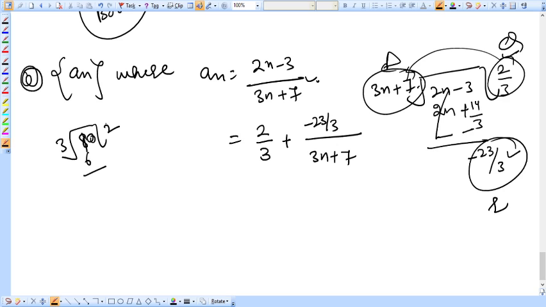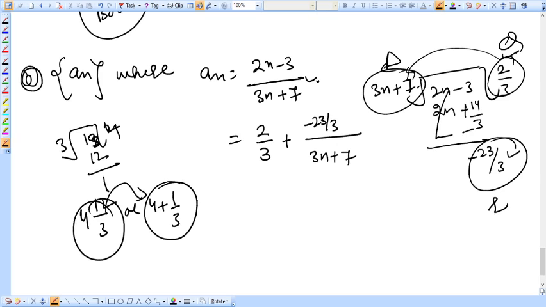Okay, to differentiate the numbers, I'm just writing 14... 13, right? So you will have to multiply it by 4, so in this way you are going to get 12 and 1 is the remainder. So we can write this number as 4 whole 1 by 3, or 4 plus 1 by 3. This is the same thing. Same thing we have written over here.